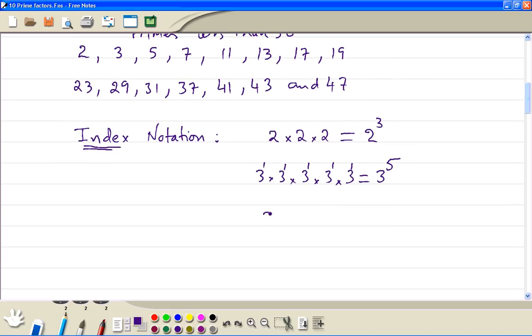So if we have 2 to the power 4 times 2 to the power 2, we can write it as a single term. We just add the powers. So 4 plus 2 on the top, so it's 2 to the power 6.